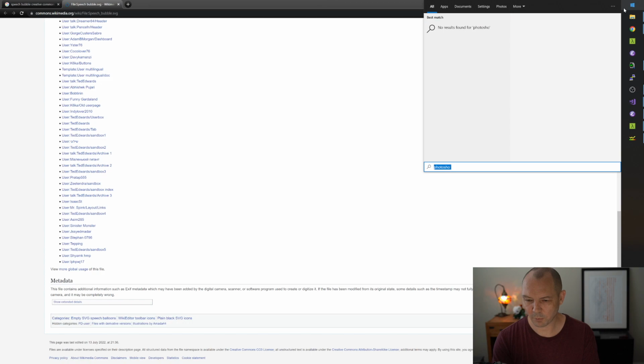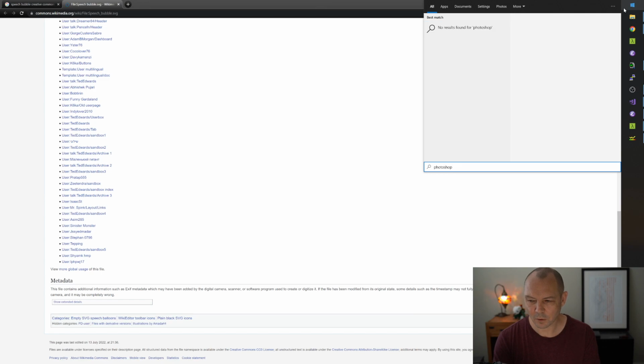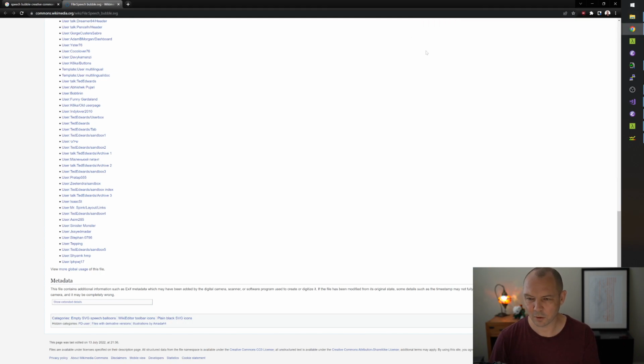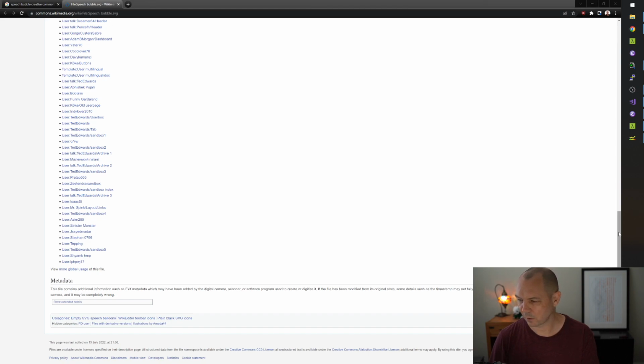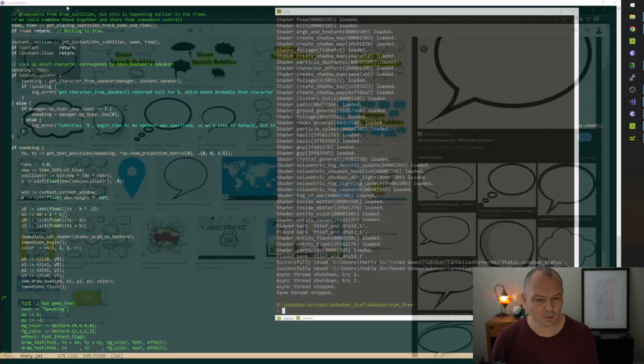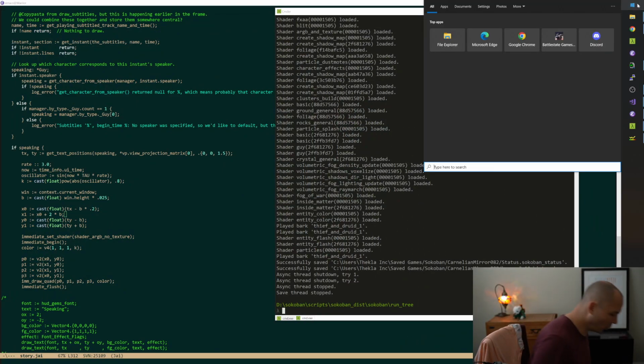Do I not have Photoshop on here? I don't have Affinity Photo on here, and I don't have Photoshop. Wait, that's not right. I have one or the other of those programs on this computer. There's no possible way that I don't. All right, I'm going to whip out my laptop for a second and make an amazing speech bubble.